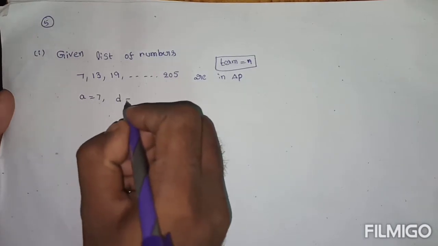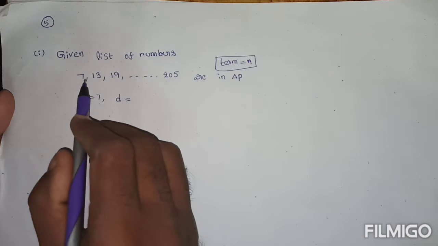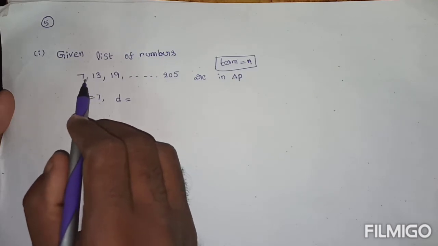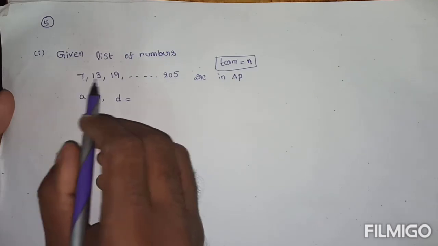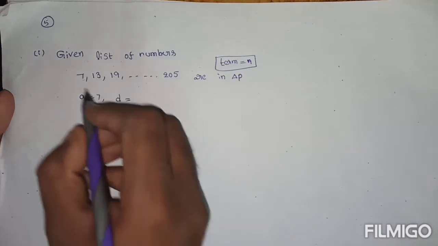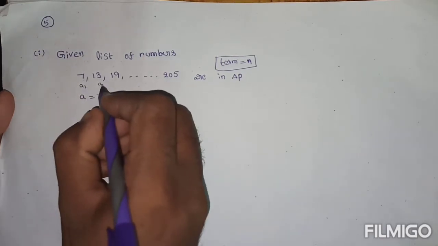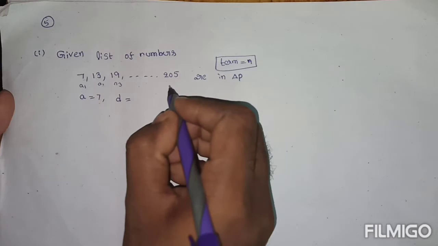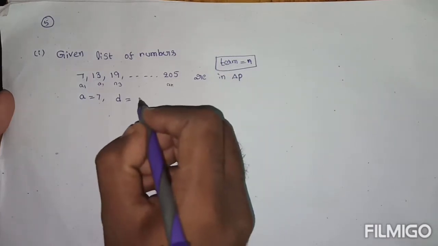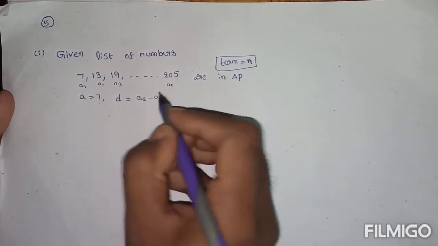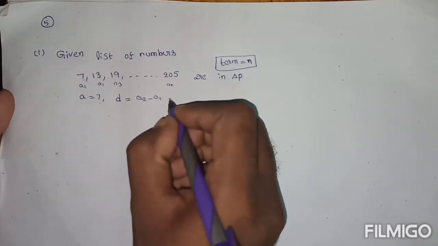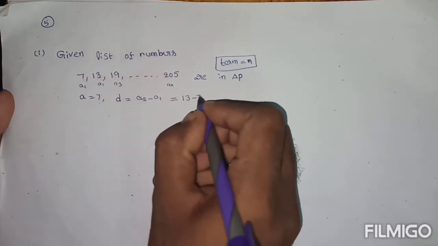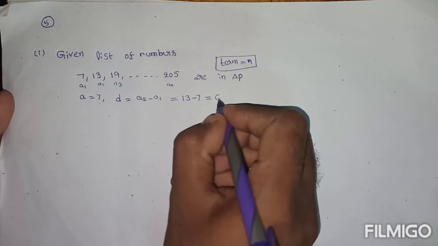Common difference: do the values increase or decrease? The values increase. How much do they increase? By 6. So plus 6 is the common difference. Otherwise, with a1, a2, a3 and so on up to an, a2 minus a1 is 13 minus 7, so subtracting 7 from 13 gives 6.